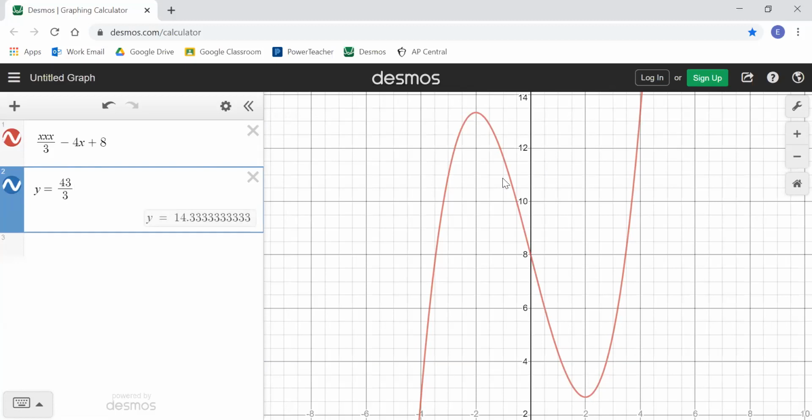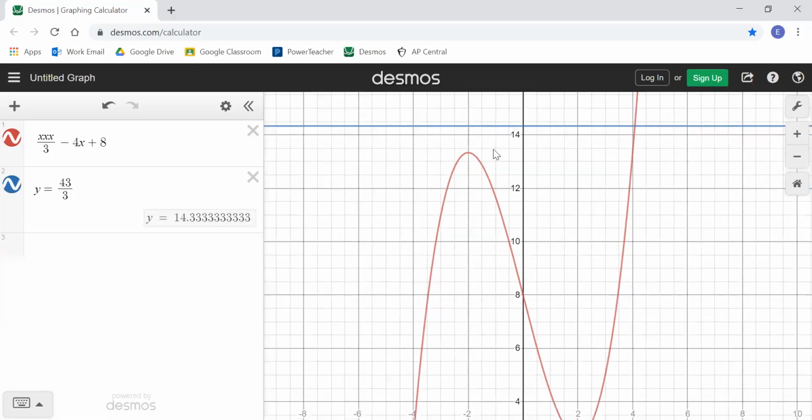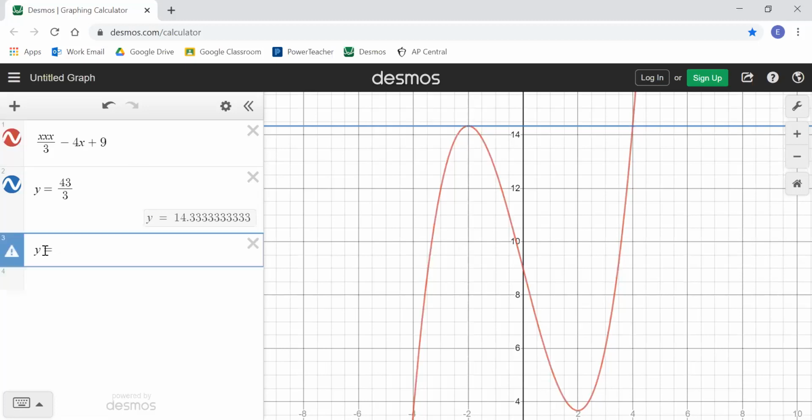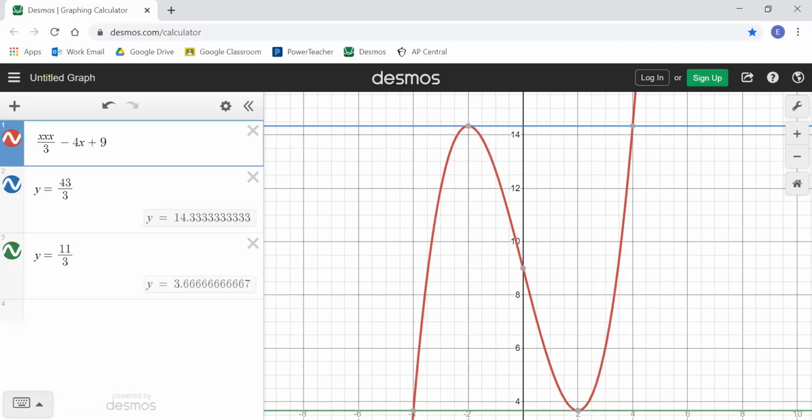Cool. Where is that line? Maybe my arithmetic was wrong. Is my arithmetic wrong? Oh, that's plus, because this is plus 9, not plus 8. All right. My arithmetic wasn't wrong. I just typed in the wrong equation. And what was our other one? Y equals 11/3. Oh, look at that. Those match up real nicely, don't they? 11/3 right there. And 43/3 right there.